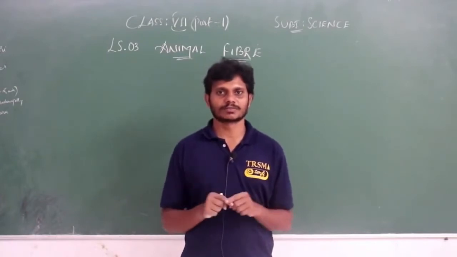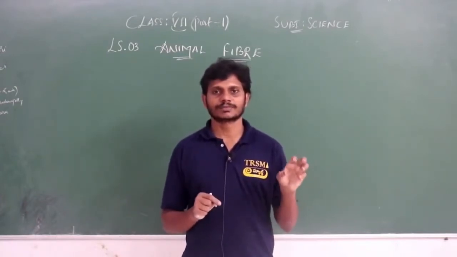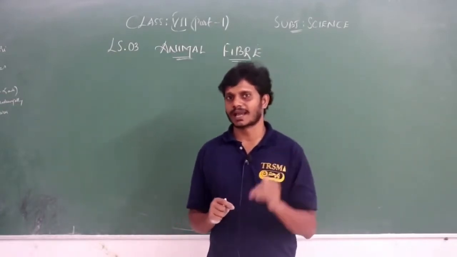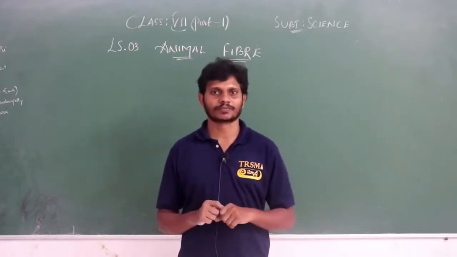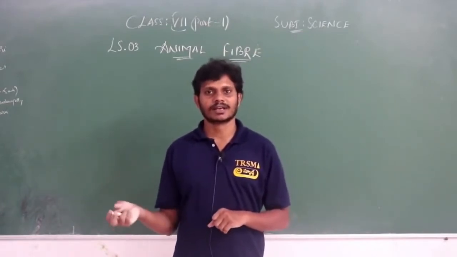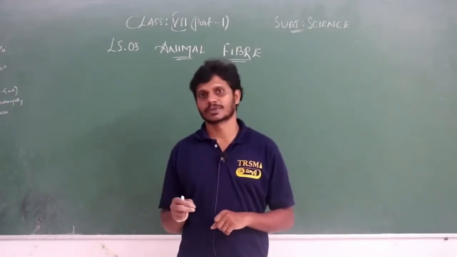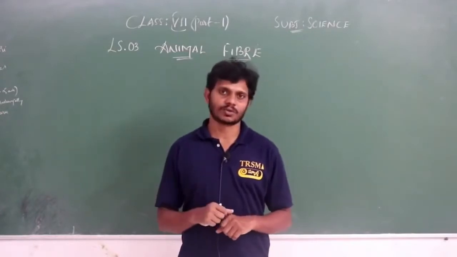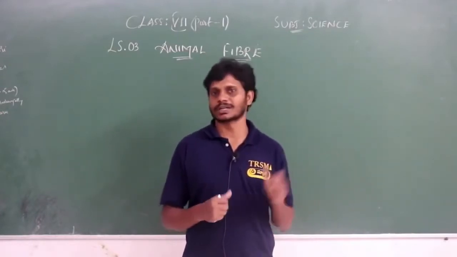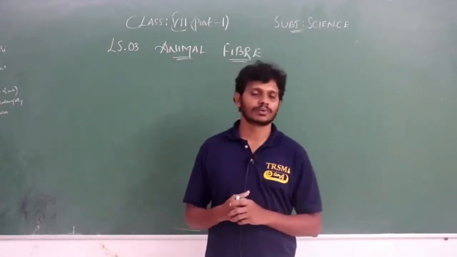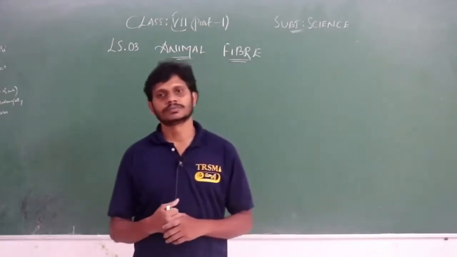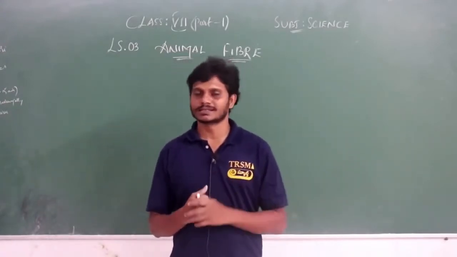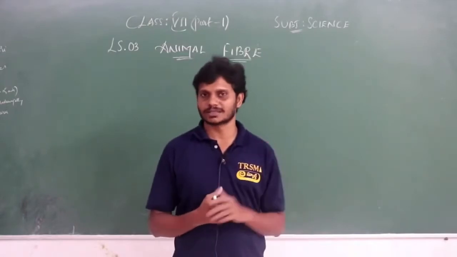What's the main difference between these? Natural fibers are from both plants and animals. No chemicals are involved in that. Whereas synthetic fibers are made from chemicals. Mostly they are made from pure chemicals, whereas here animal products or plant products are used. Examples we discussed: cotton, jute, and wool and silk.